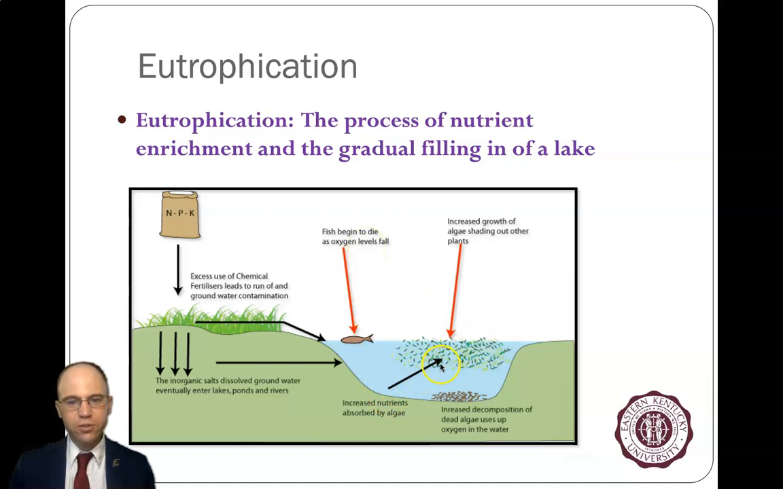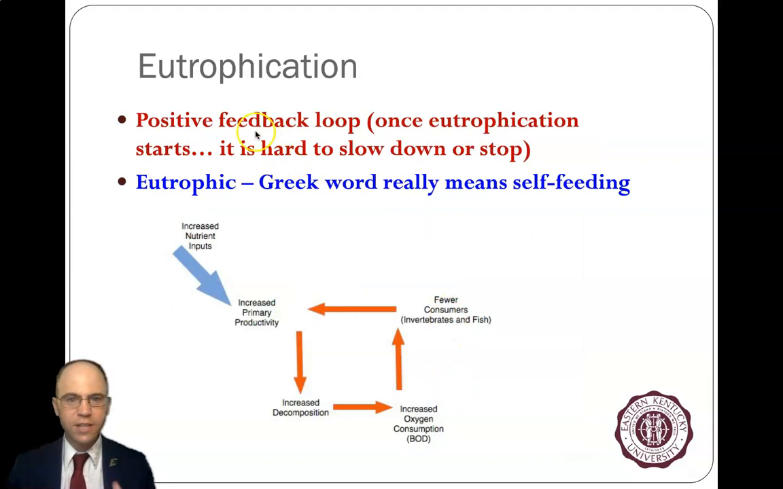The increased nutrients continue to be absorbed by the algae. As the fish die and the algae even die, there's more decomposition, and even the decomposition of the dead algae uses up oxygen in the water. So this becomes a vicious cycle. We call this a positive feedback loop. More nutrients causes more algal blooms, causes more fish kills, which then causes more algal blooms, which causes more fish kills, which even causes more algal blooms and more fish kills.